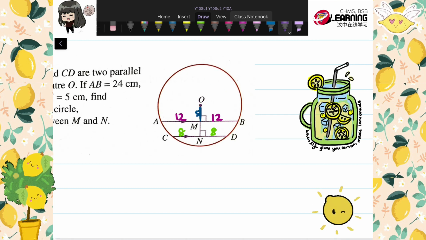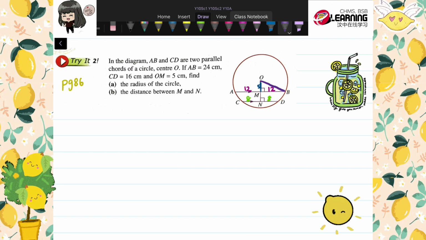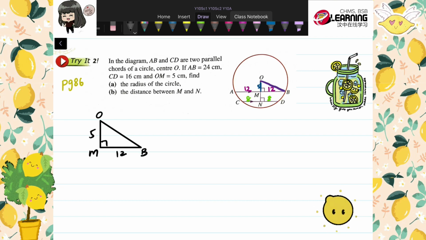So what if I draw my radius line here? Now it's useful already. If I draw my line here, it means that there is a right angle triangle here. See, a 90 degree right angle triangle, OMB. I'm going to draw out the triangle OMB, where this one is 5, this one is 12. OB is your radius, right? This is your radius basically.